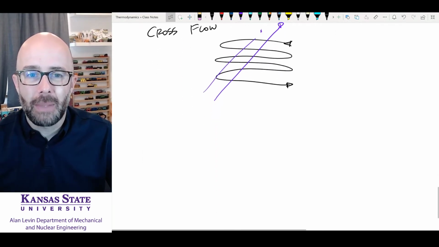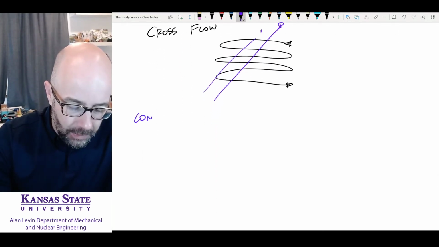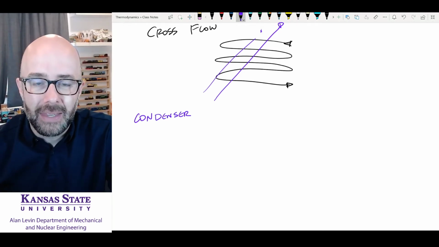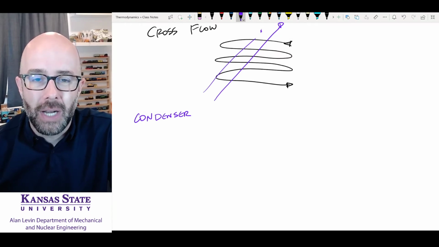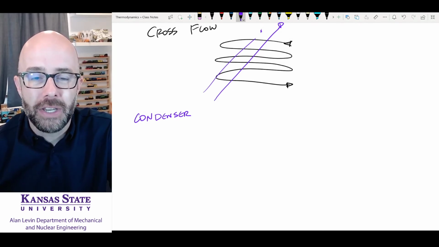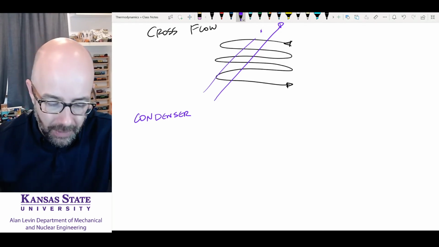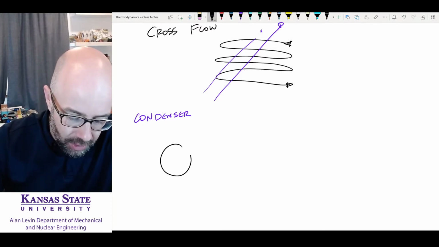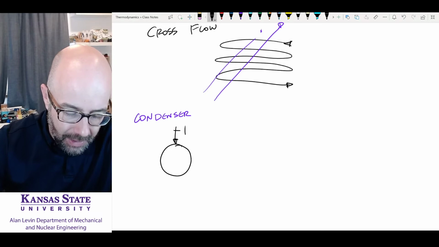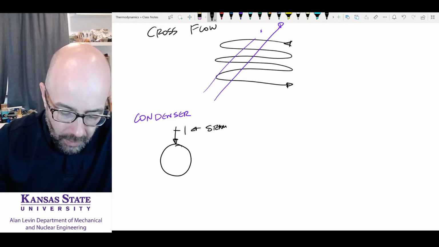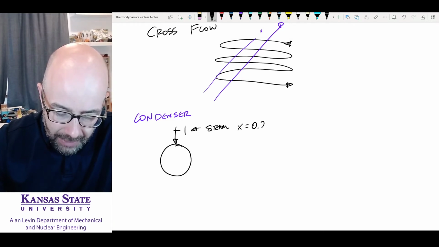What you're going to see a lot is something called a condenser. A condenser is in a power plant. What's going to happen at the back of a turbine? You're going to have some very high quality steam come out of the turbine, and you're going to want to take that high quality steam, which means a steam that's like 95%, and make it all a liquid. So for a condenser, we're going to draw a circle, and incoming is going to be state 1, which is steam. Maybe our x here is going to be equal to 0.95.